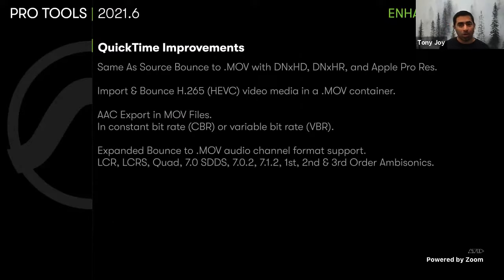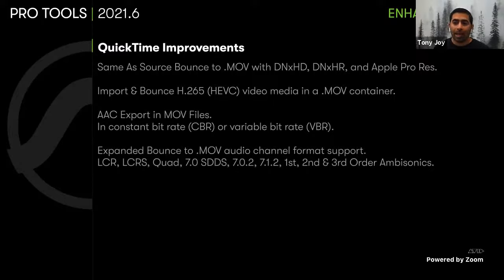In addition to all that cool stuff, we also made lots and lots of QuickTime improvements. Starting with 21.6, you can now do same as source bounce to .mov with DNxHD, DNxHR, and Apple ProRes. You can also import and bounce H.265 video media in a .mov container. What this means in a realistic, practical way, at least for me, is that I can bring in videos shot on iPhones if I want to do some quick edits or throw in some music to something I shot on my iPhone. One of those easy to do things, right?